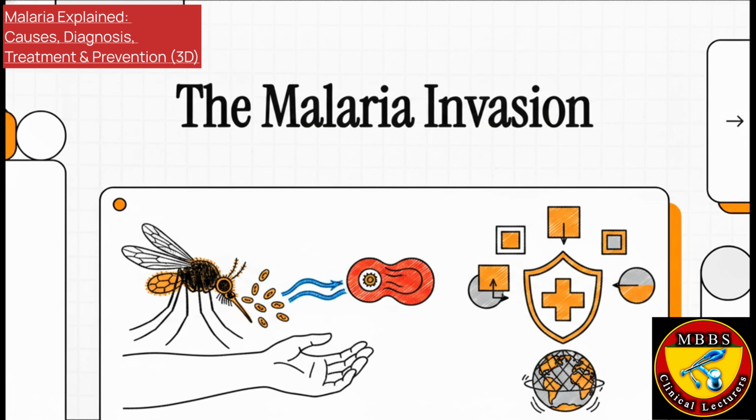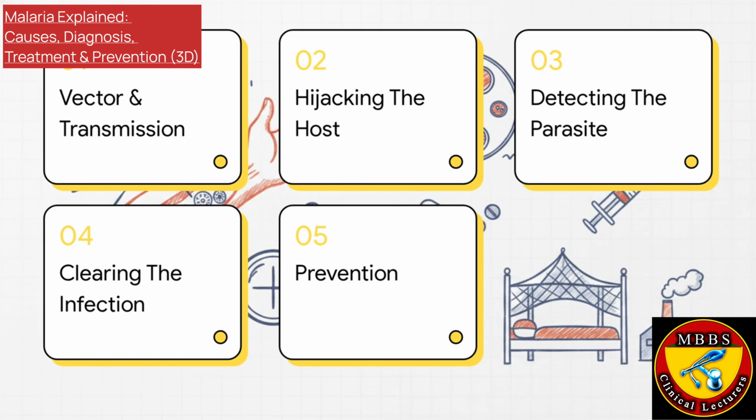We aren't just looking at a simple mosquito bite here. We're tracking this parasite from the exact moment of a microscopic breach all the way up to our global prevention strategies. It's a fascinating narrative of survival, sabotage, and science. Let's get into it. Here's our roadmap for today's briefing. First, we'll cover the vector and transmission. Then we'll look at hijacking the host, detecting the parasite, clearing the infection, and finally, the ultimate goal, prevention.